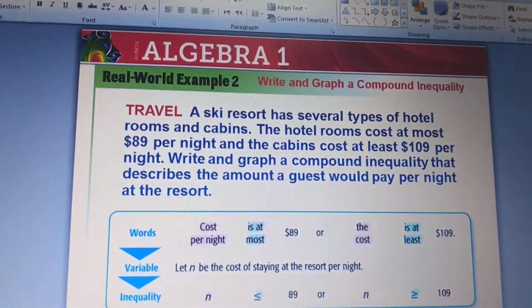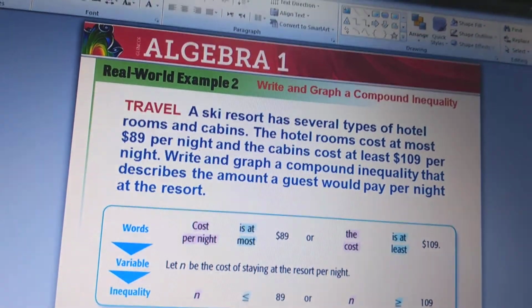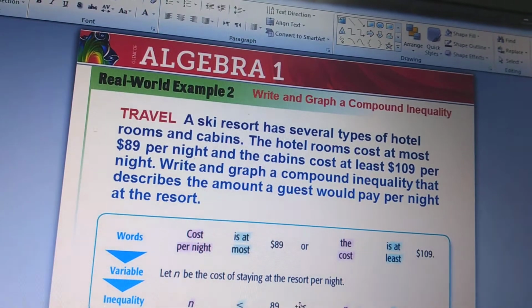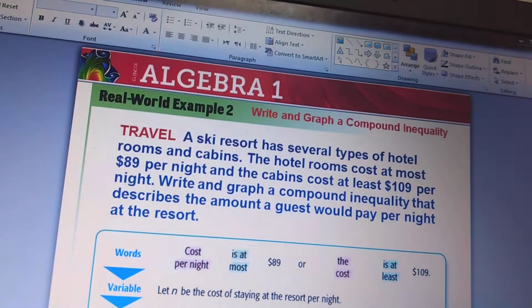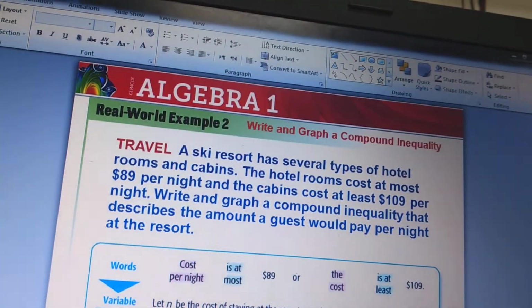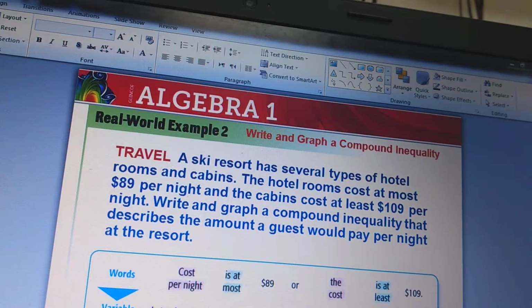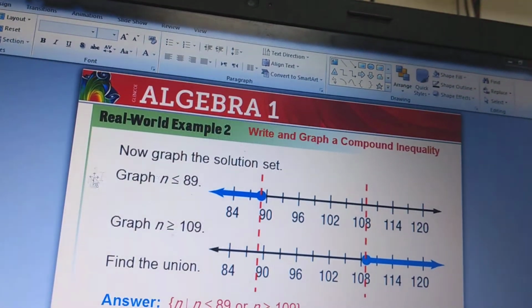Of course, here I have a choice. Therefore, here I use or. You see? Or. Because if the guest takes a room, the cost will be n less or equal 89. If he takes a cabin, n will be more or equal 109. Now I graph the solution.